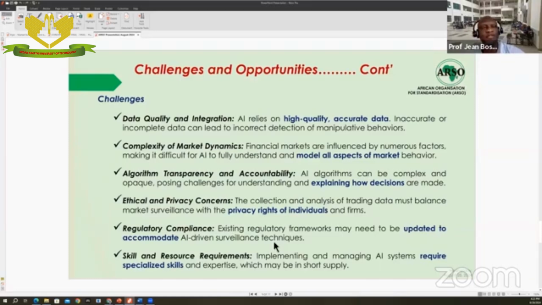You have the complexity of market dynamics, because the market is really very dynamic. It means there are many factors which are influencing the market. So it is difficult to build a very good model which can fully understand the market. So those are the challenges. You have algorithm transparency and accountability, because algorithms may be very complex.